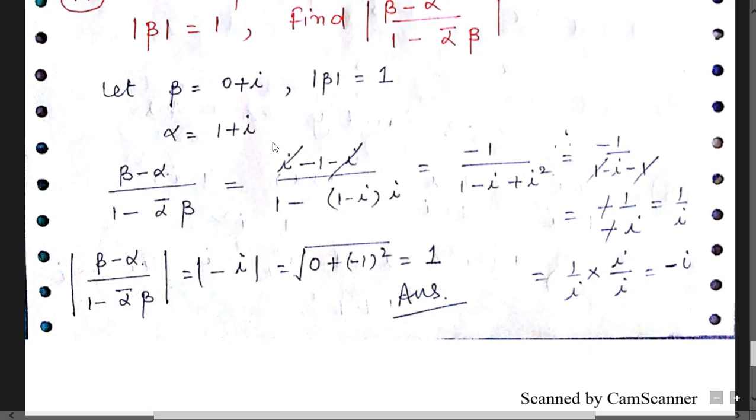Now insert these values in the statement. Beta minus alpha, it means iota minus 1 minus iota, it's minus 1 only. In the denominator, 1 minus alpha conjugate into beta, it's 1 minus iota into iota. Now multiply the terms, you will get 1 minus iota minus 1, it's 1 over iota in the final. Then rationalize, you will get minus iota. Then take the modulus, the answer is 1.